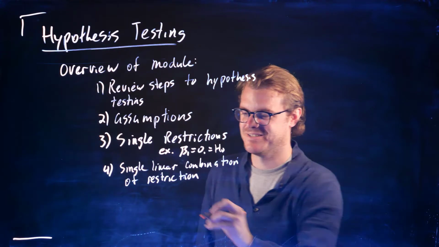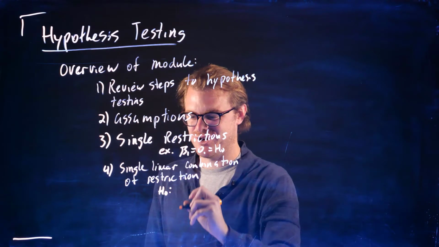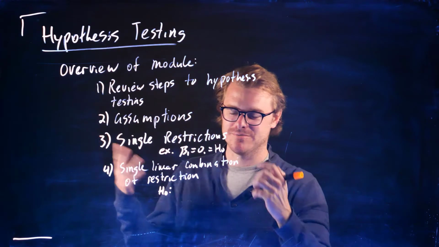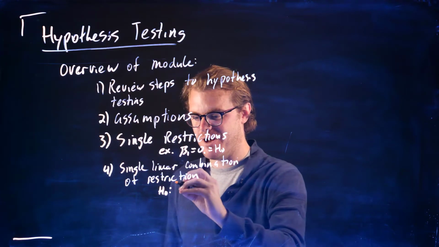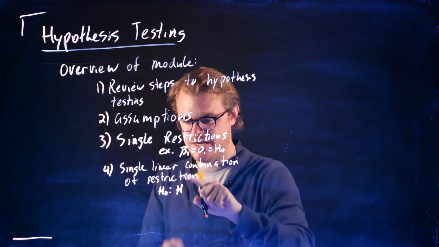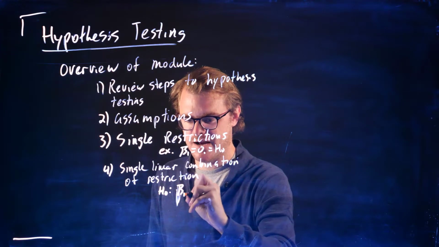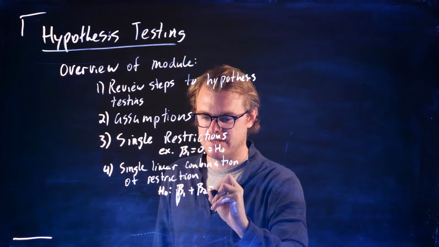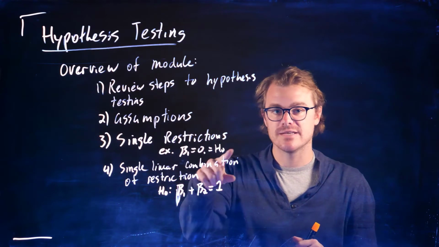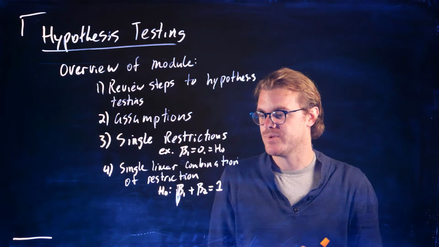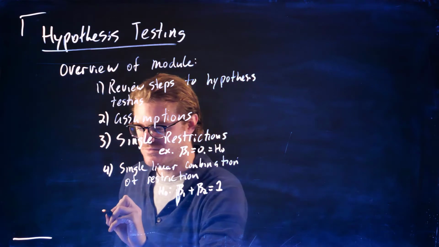hypothesis that I'm saying. And H0, the null hypothesis here, and we'll talk about it as part of the steps, is saying the null hypothesis. Here, we might have something like beta 1 plus beta 2 equals 0 or 1 or something like that. So we're going to learn how to test for these hypotheses with just a t-test.